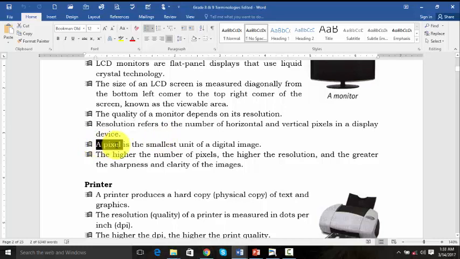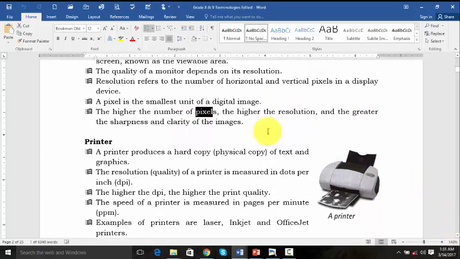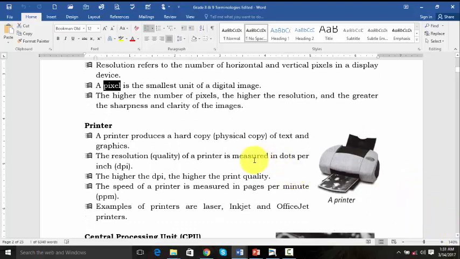We are also going to look at this in the next tutorial, where we will discuss more on pixels under multimedia lessons. The higher the number of pixels, the higher the resolution, and the greater the sharpness and the clarity of the images. So students, the word resolution will be discussed further in the topic of multimedia, equally with the word pixel. Although you can do your own research on what a pixel is using the Encarta dictionaries or Encarta software on your school computers.